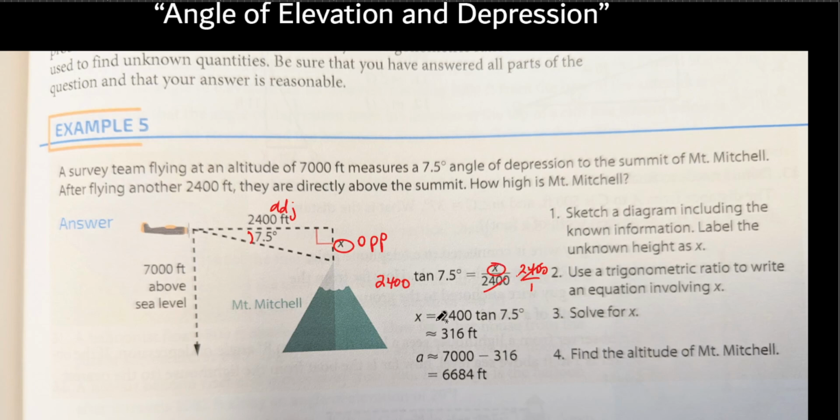Now what they did is they just put x on the left-hand side just to make it look a little prettier. Everybody see that? All right, so x is what? 2400 times the tangent of 7.5. Now, how in the world did they get that number right there? The tangent of 7.5 times 2400. But what did they use? They used a what? Use calculator. That's right. Use calculator, okay?